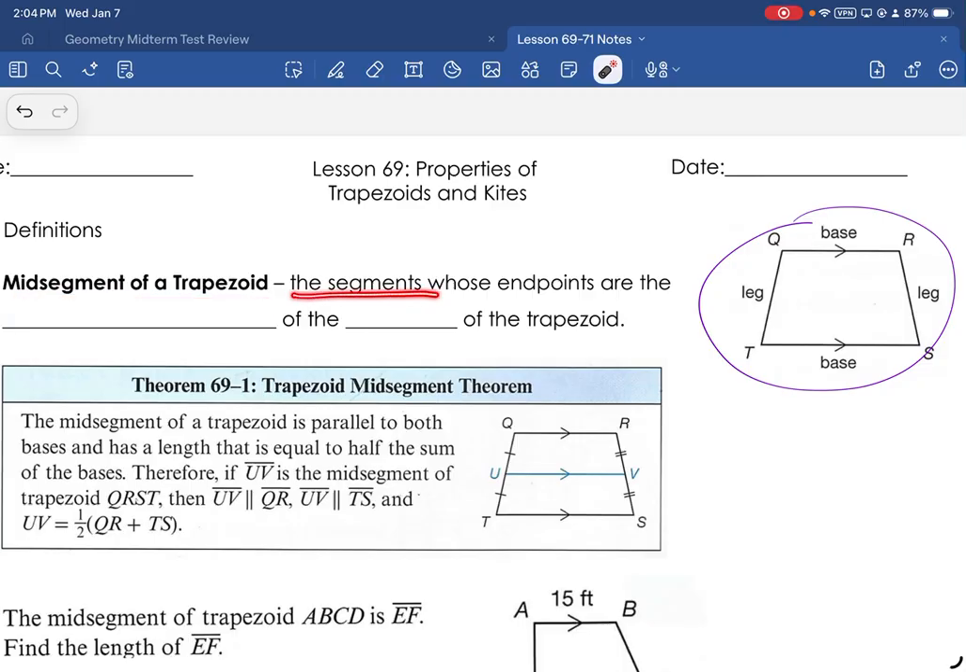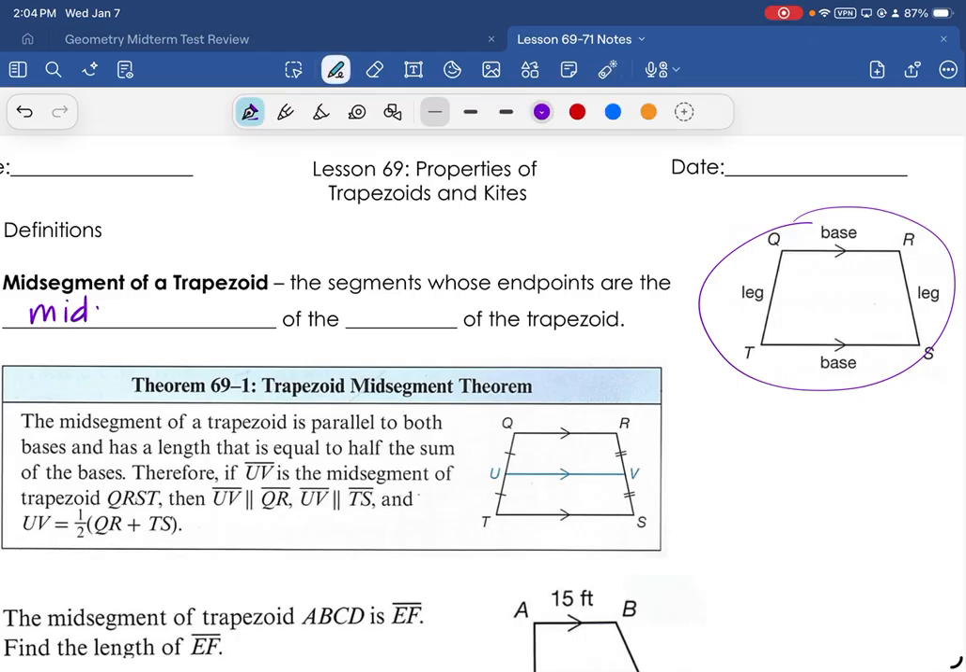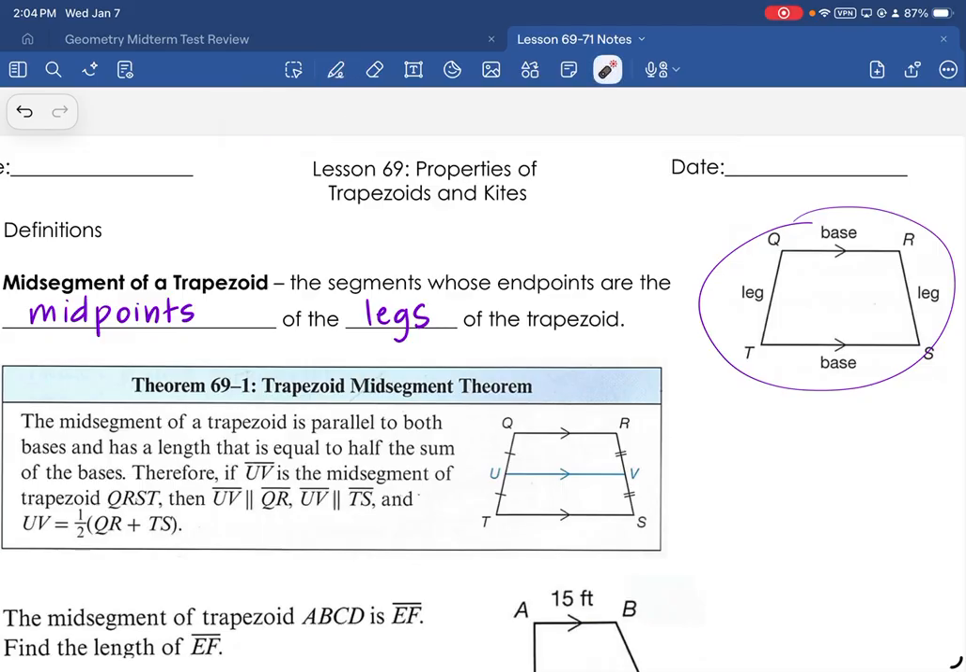It's the segment whose endpoints are the midpoints, so that's your first blank, midpoints of the legs of the trapezoid. So once again, you see these legs over here. It's the sides that are not parallel. The mid-segment is going to cut through the midpoint.